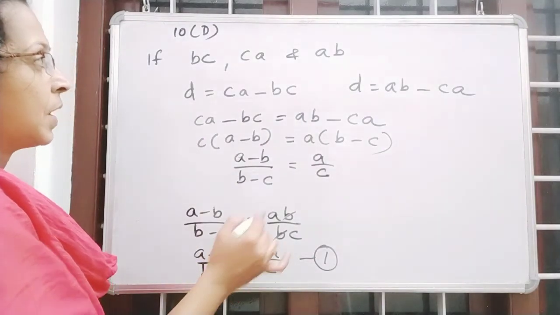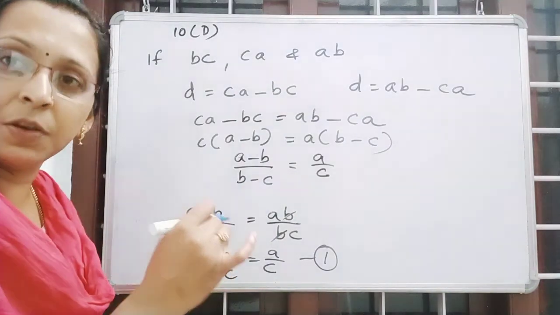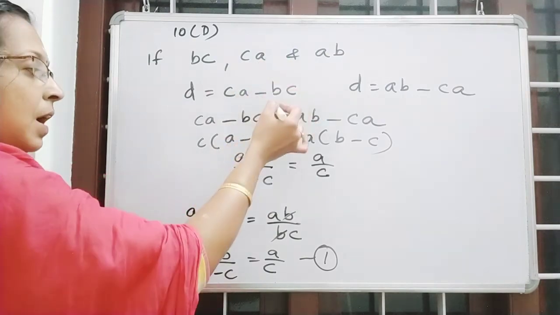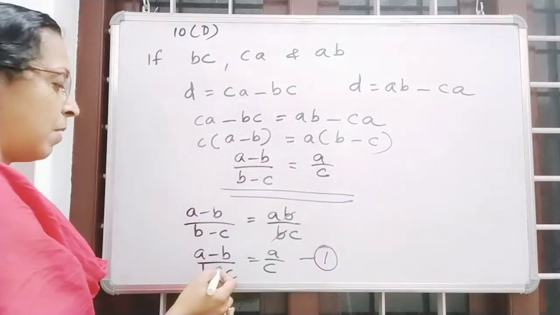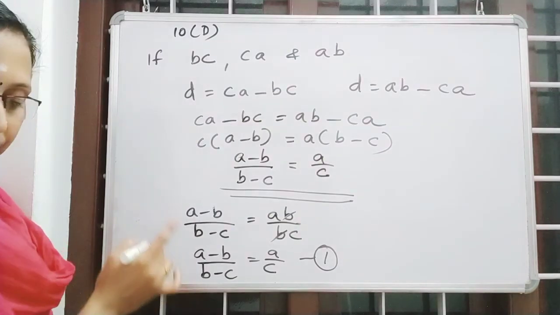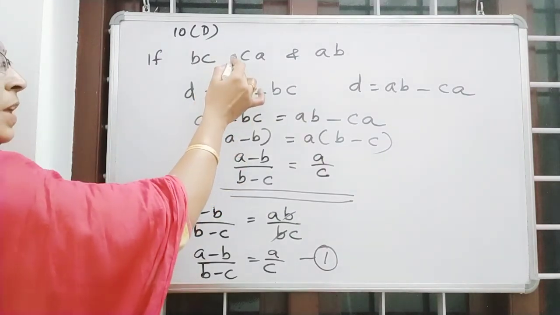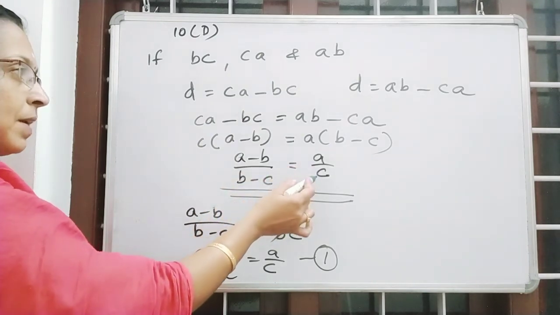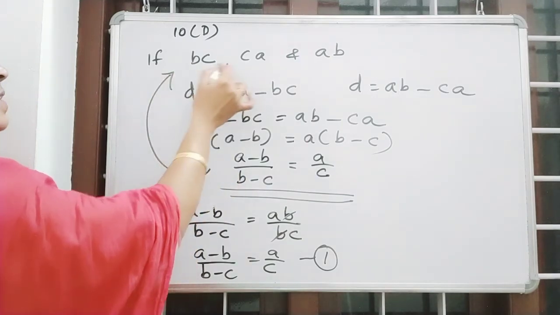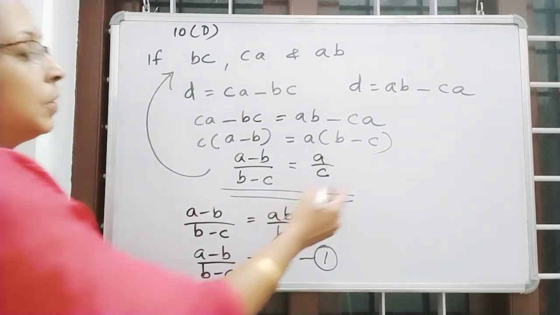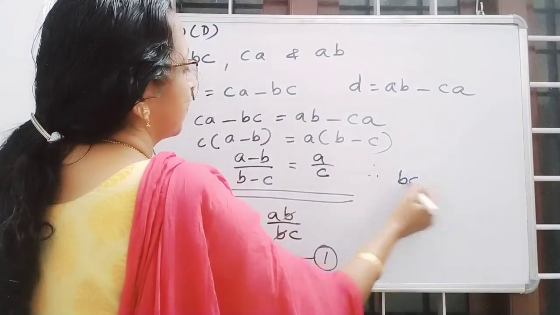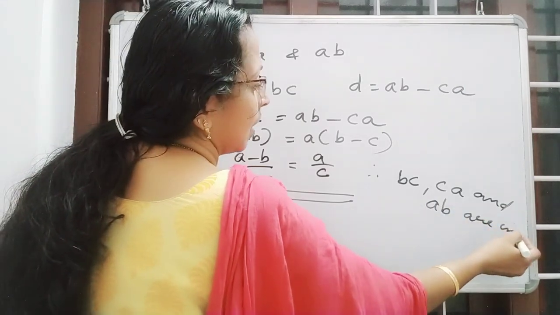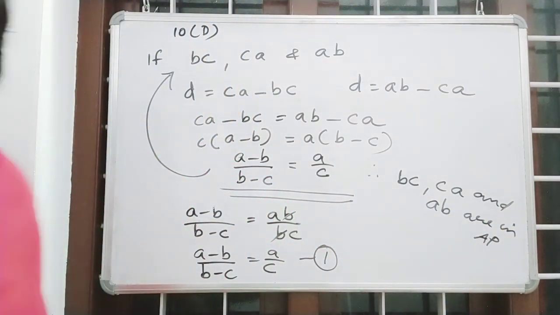So same way, just think of the inverse. We are assuming that BC, CA and AB are in AP. We got the same as equation number 1. So we can say that if they are in AP, we can write like this way, means A minus B divided by B minus C is equal to A by C. Then surely BC, CA and AB are in AP. Therefore, BC, CA and AB are in AP. That is your answer. Okay. Thank you.